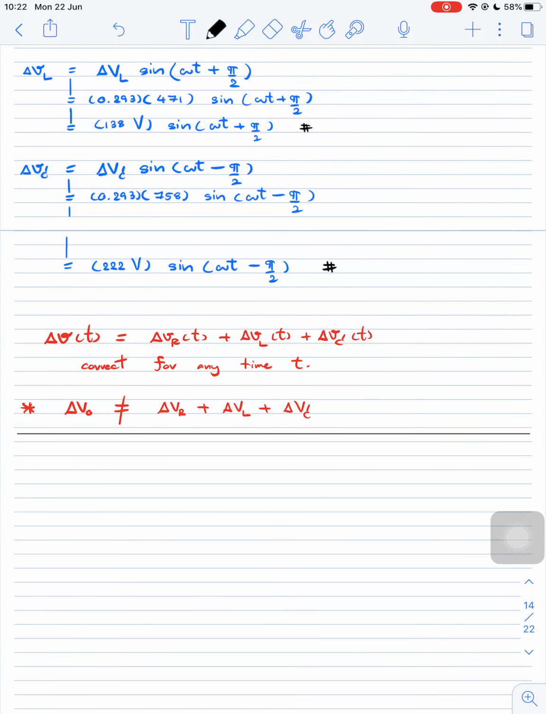Okay, next, let's talk about the RLC in the parallel combination.